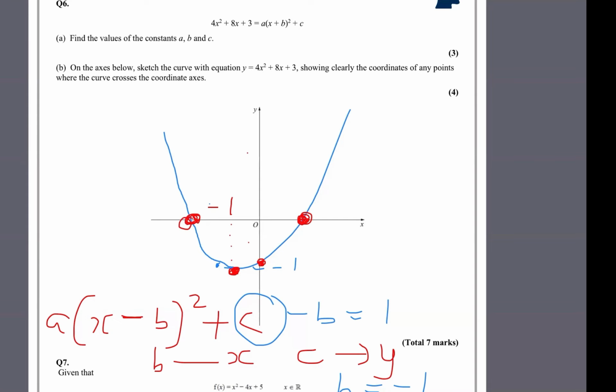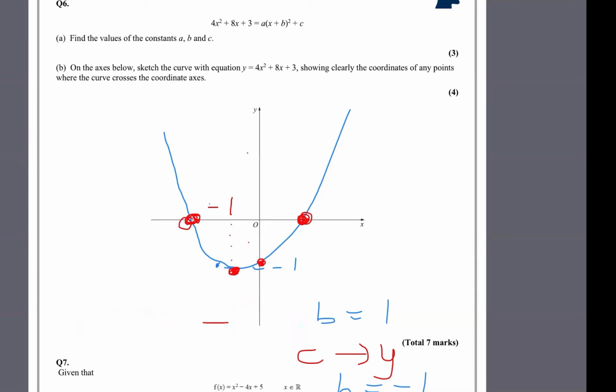Now, if we take back this equation, what is the equation? The equation y equals 4x squared plus 8x plus 3.